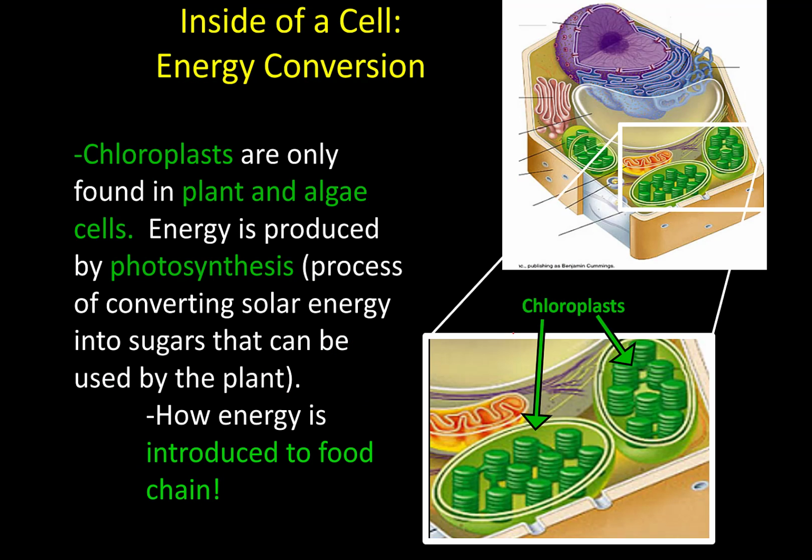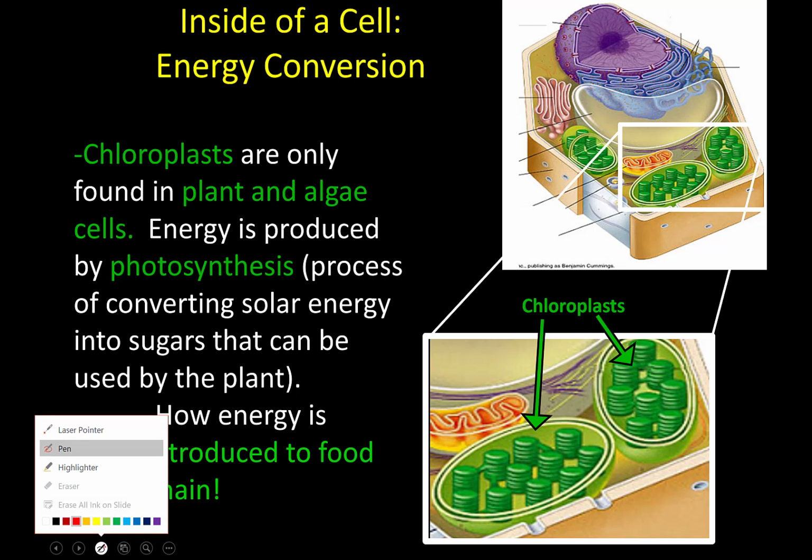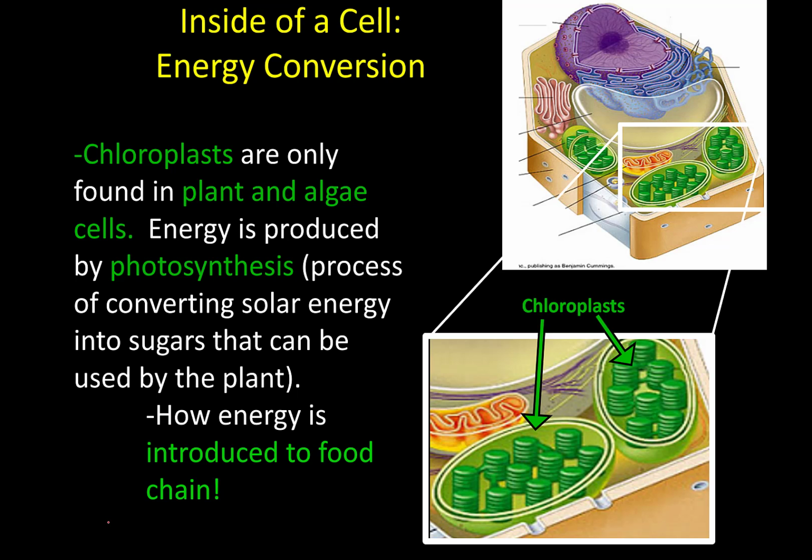Now, where do those sugar and food molecules come from in the first place? They have to be generated somewhere. They originate in plant cells, and they're created through a process called photosynthesis. Chloroplasts are the organelle responsible for photosynthesis, and among eukaryotic cells, they're only found in plant and algae cells.